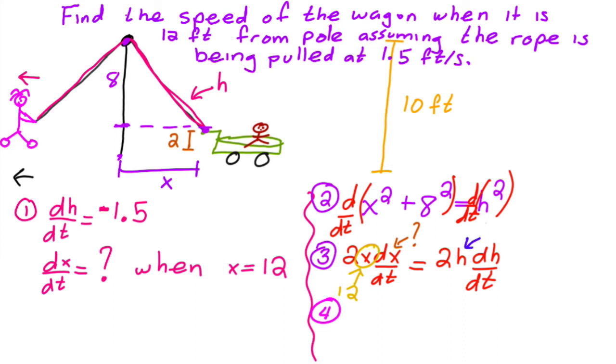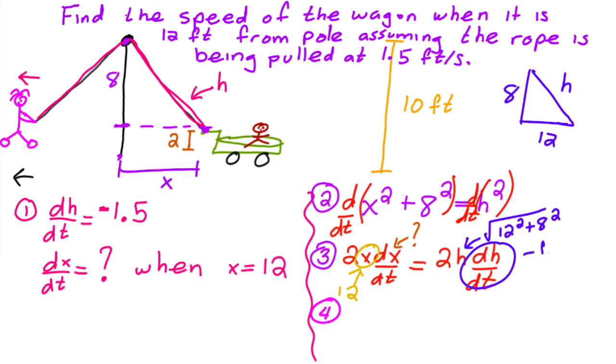H I don't actually have, but I know that x is equal to 12, so if I draw my little triangle here, I'm looking for h. This guy is 8 and this guy is 12, then this guy would be the square root of 12 squared plus 8 squared. And dh over dt, we already said that was negative 1.5. And another thing I can do is divide everything by 2 to get rid of those 2s.